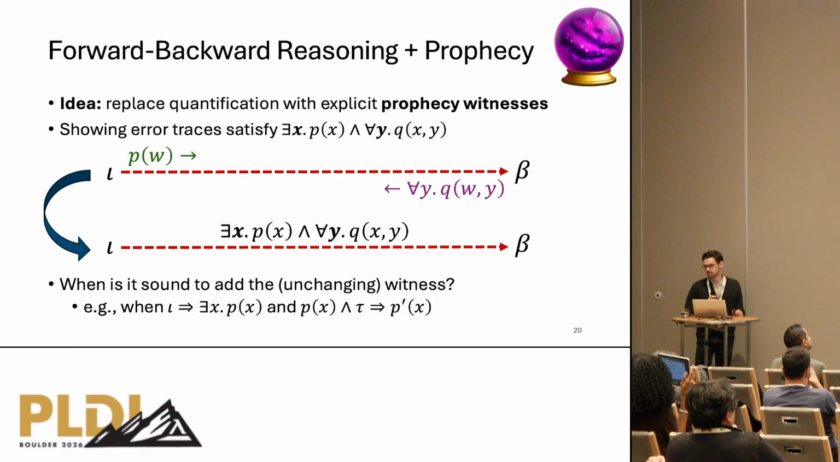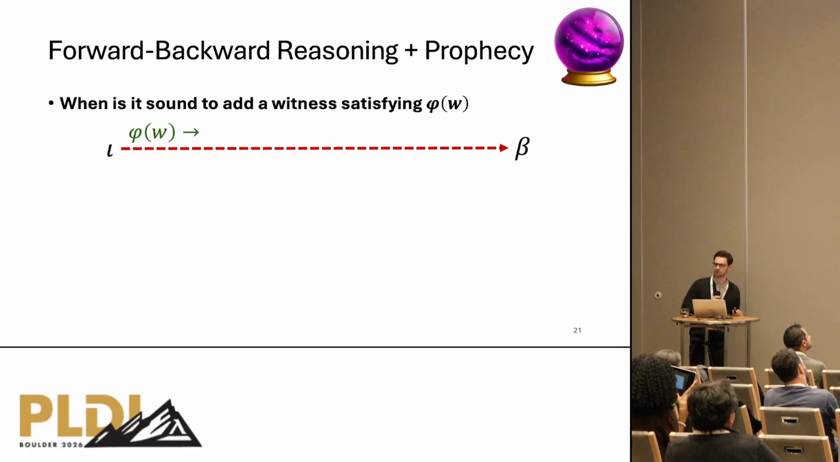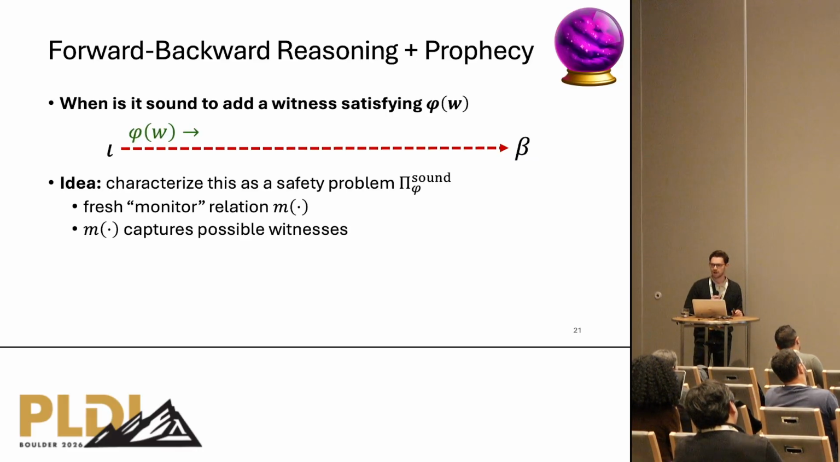In that situation, you can add this kind of assumption about error traces to your proof. And you can ask that question more generally. So when is it sound to add a witness satisfying some property to the properties that you have accumulated about error traces? And in the paper, we characterize this as a safety problem.